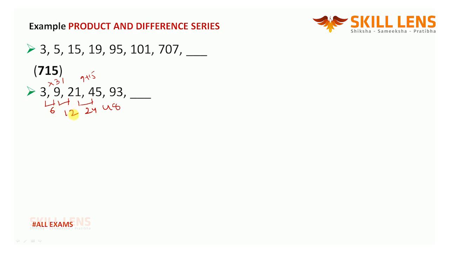Yeah. 6, 12, 24, 48. Into 2, into 2, into 2. So the next difference is going to be 48 into 2, which is what? 48 double, so 96. So 93 plus 96, 90 plus 90 is 180, and this is what, 189. So 189 is going to be our answer. So 6, 12, 24, 48, 96. So the difference is increasing double.